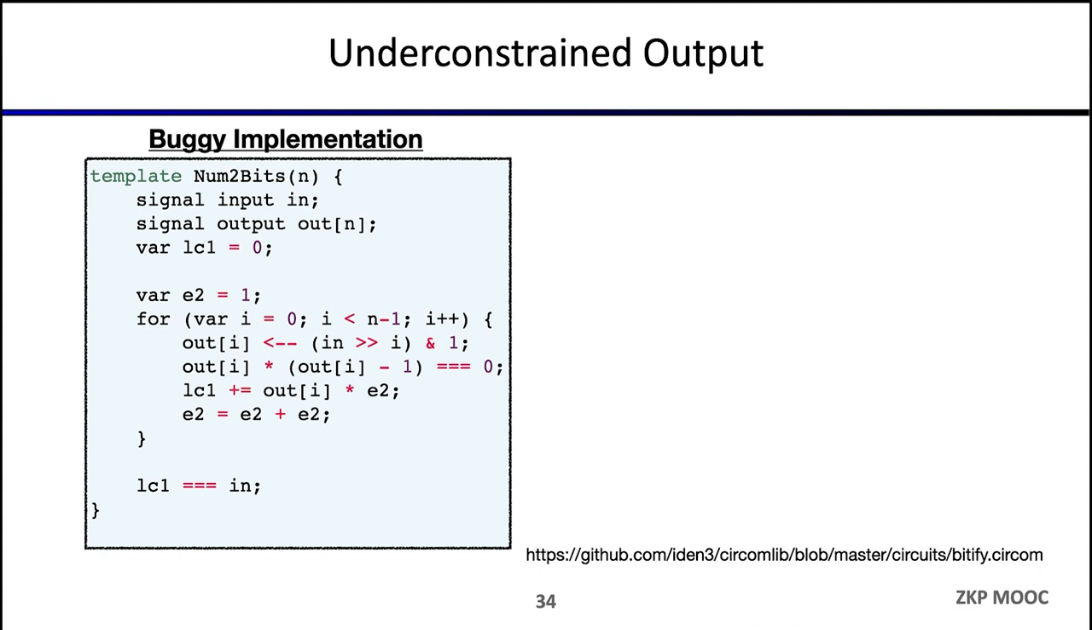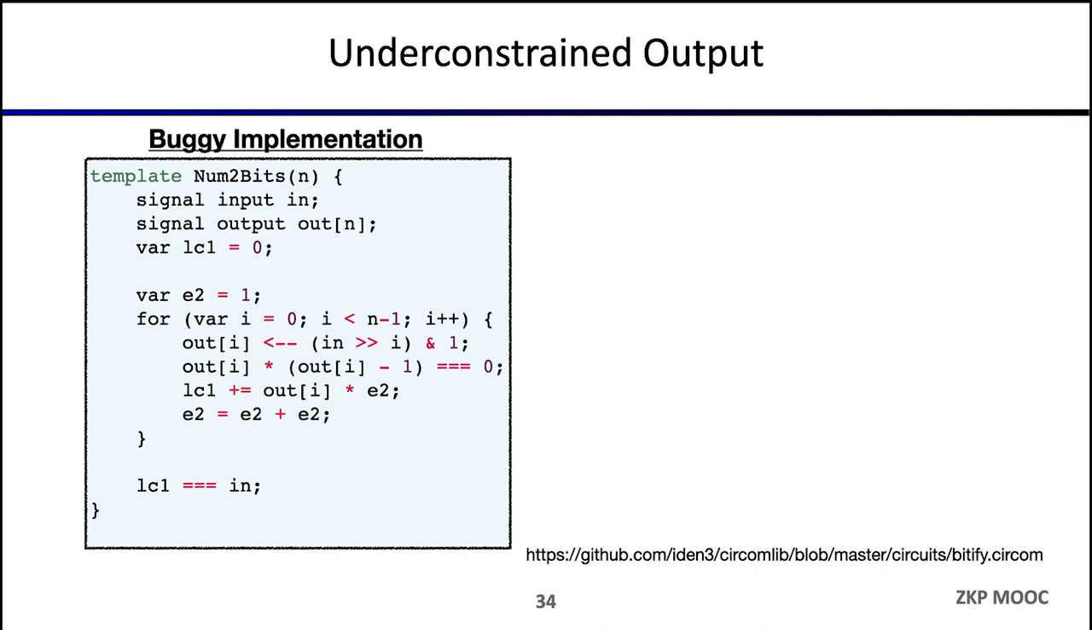Here, take a buggy implementation of Num2Bits from the circuit library. Num2Bits takes as input a prime field element n, and then it returns its corresponding binary representation using an array of n elements. Every element is going to be either 0 or 1. Okay, you convert a field element into its corresponding binary representation, as the name indicates.